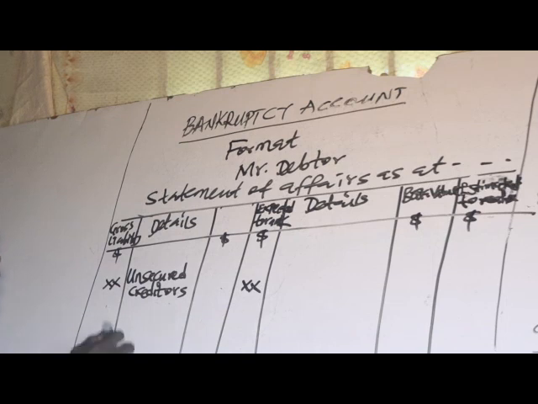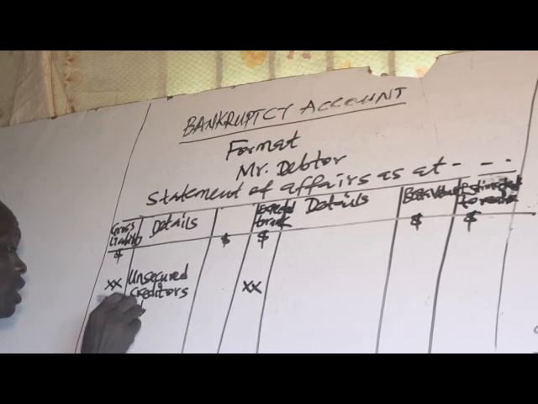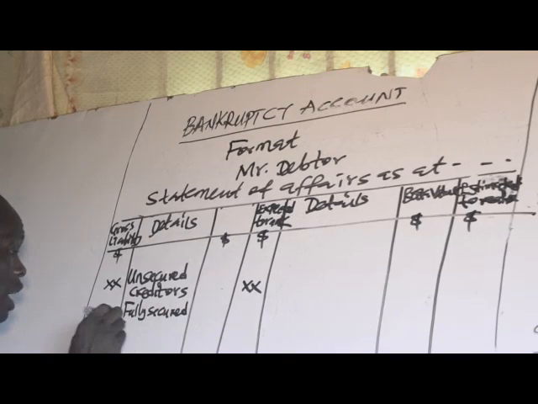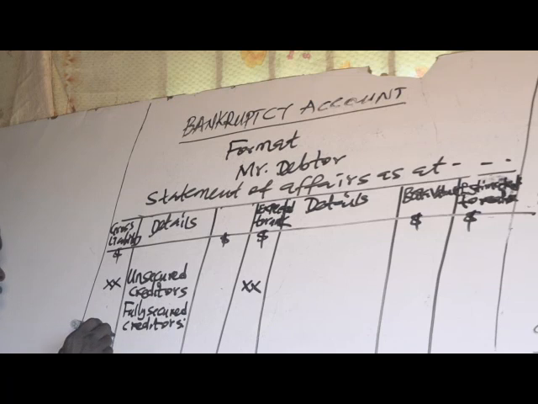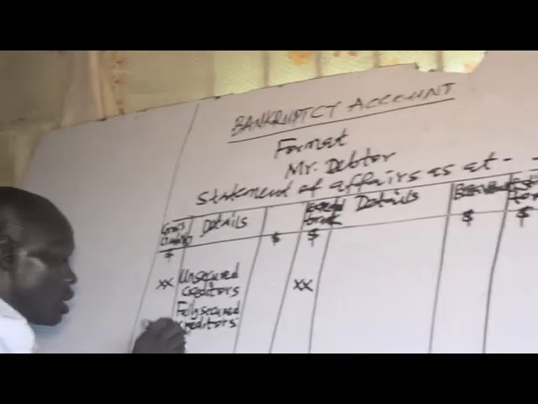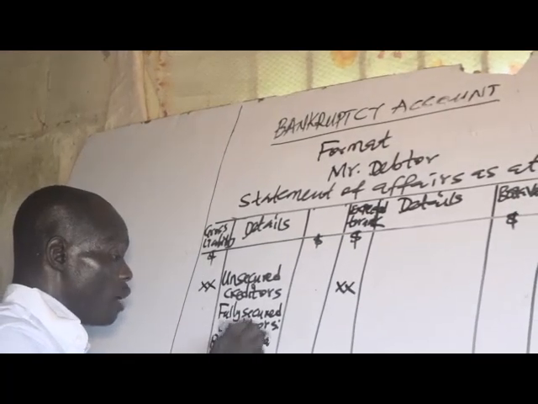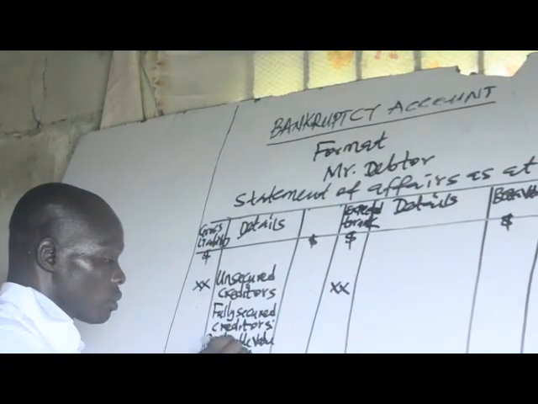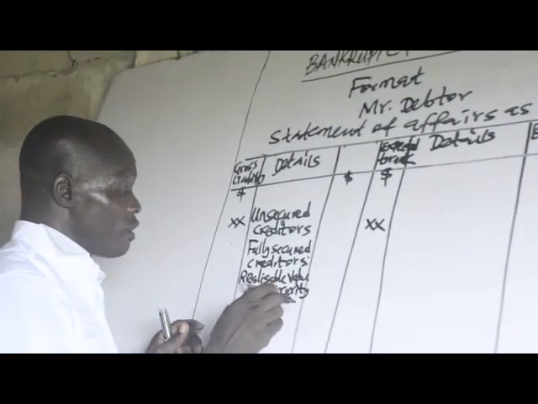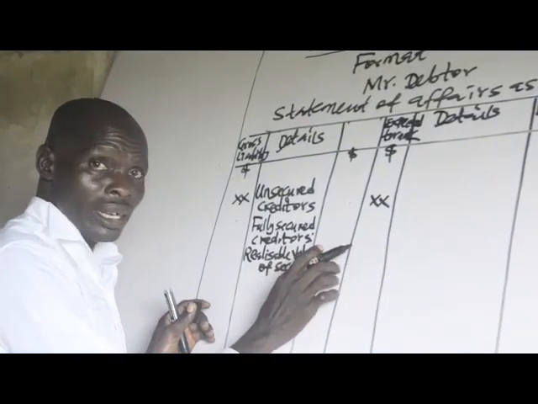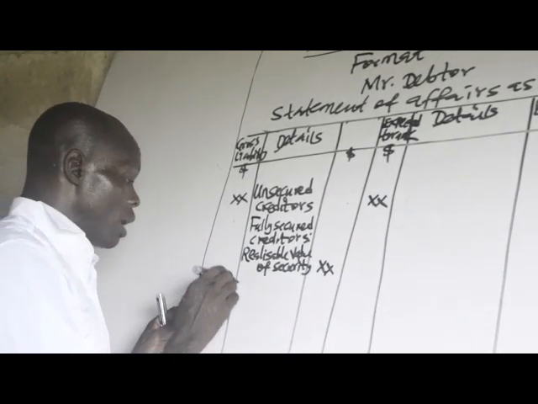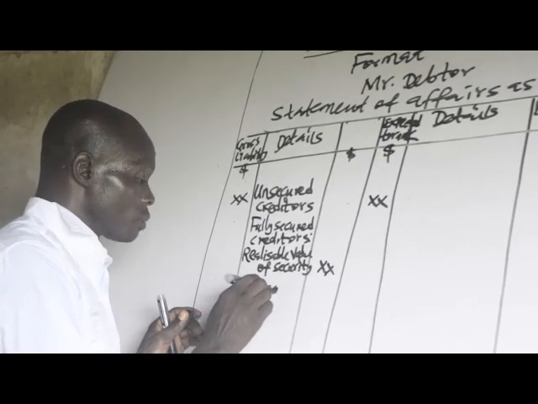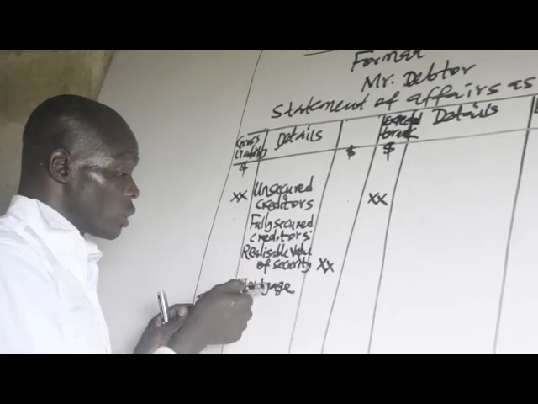After unsecured creditors, then you have fully secured creditors. Under the fully secured creditors, you have the realizable value of the security. You put that here. Then the mortgage loan, the actual value of the loan in which this was used as a security.